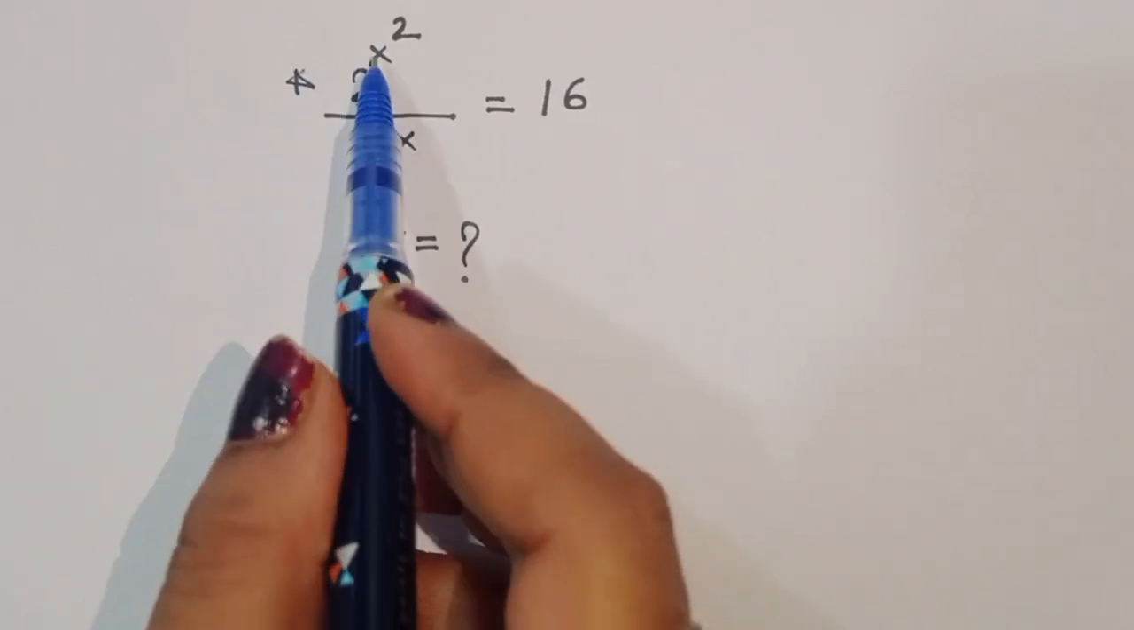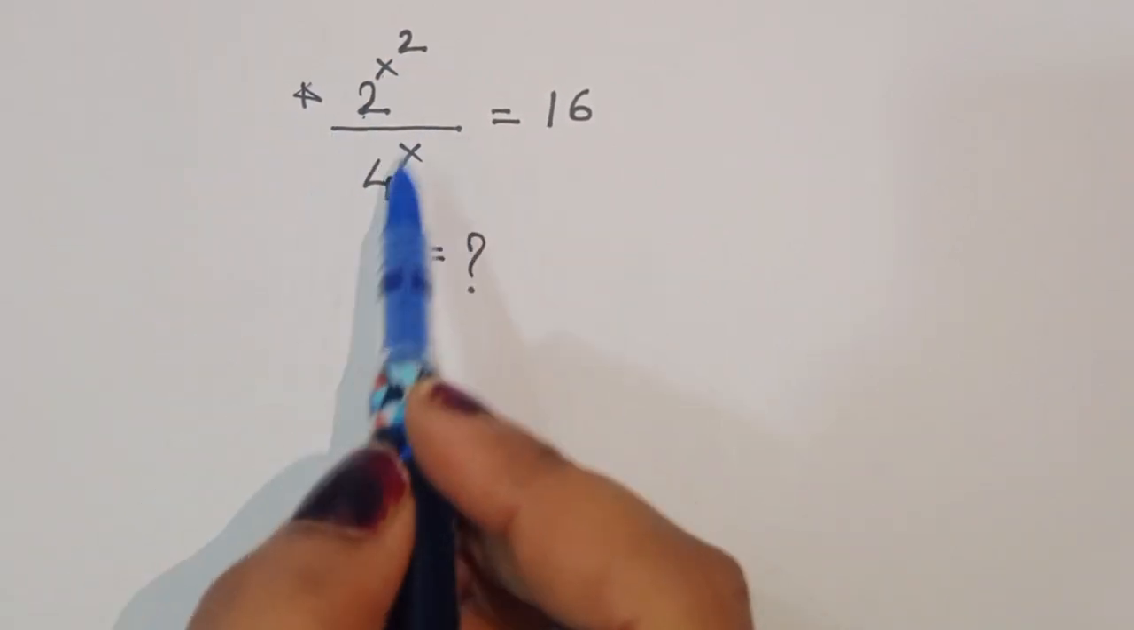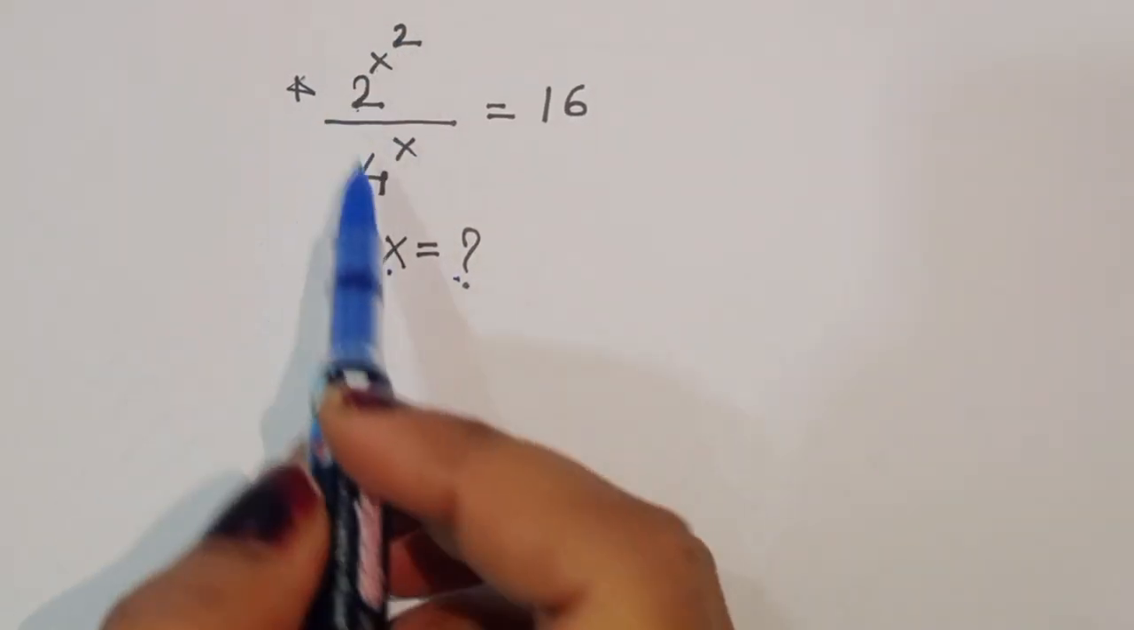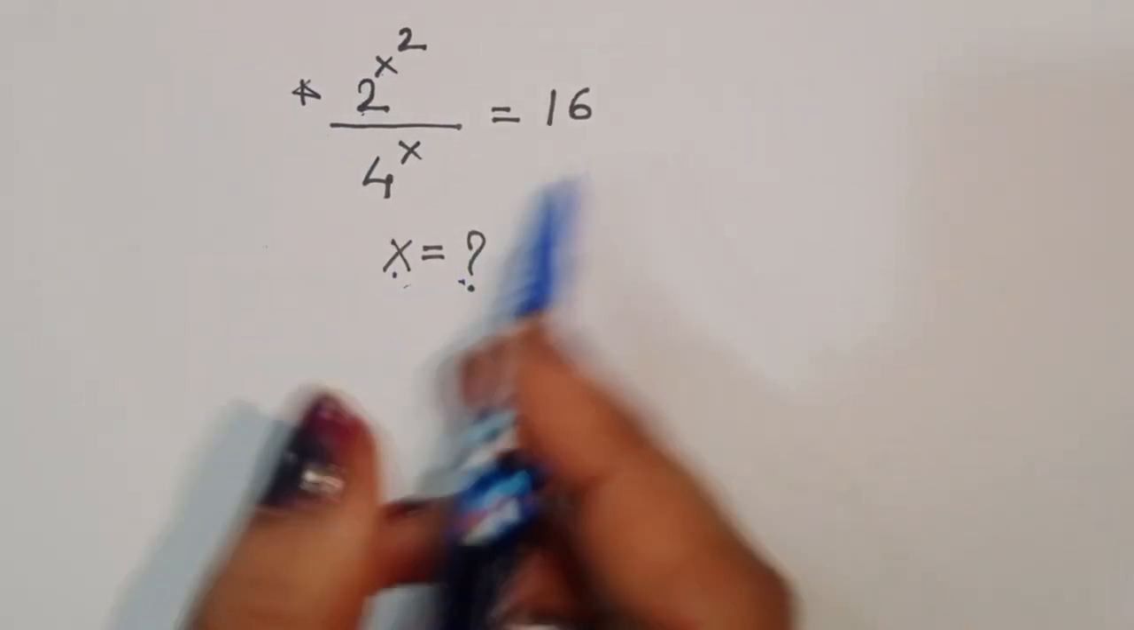The question is: given 2^(x²) divided by 4^x is equal to 16, we have to find the value of x here. How can we find the value of x? Let's see the solution.